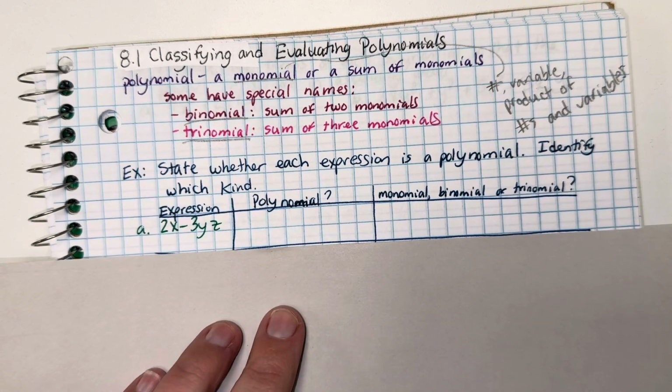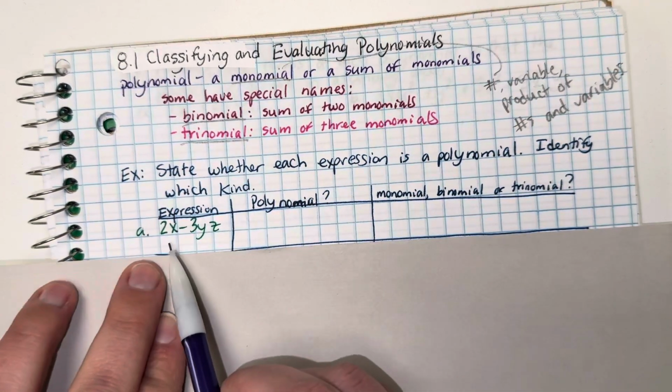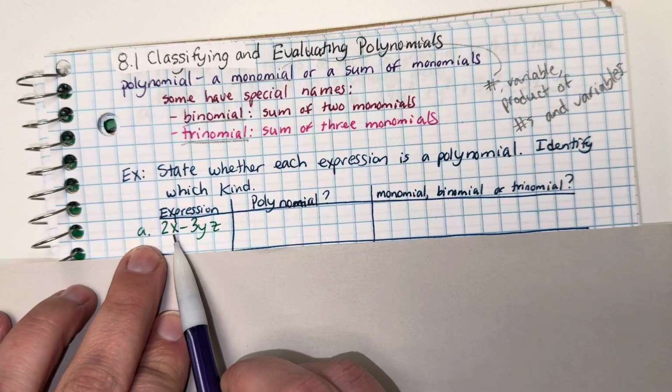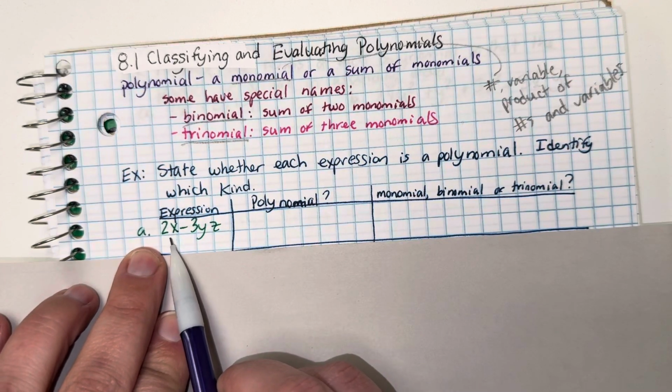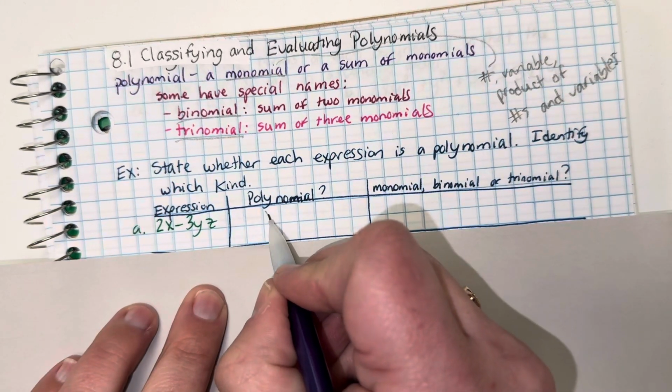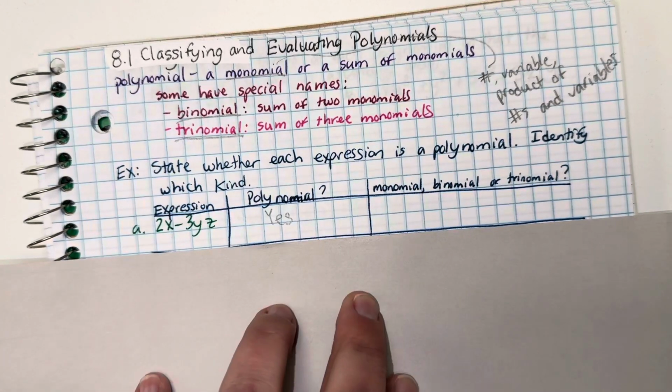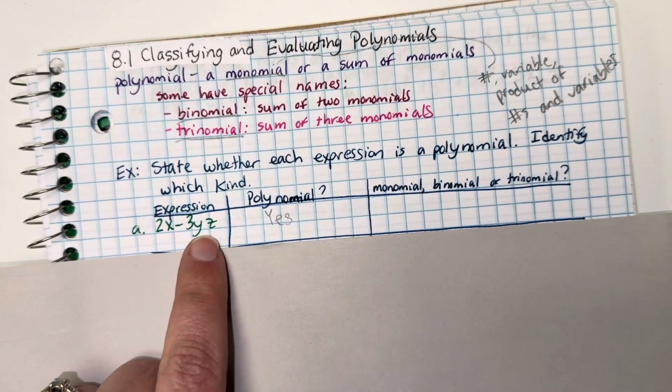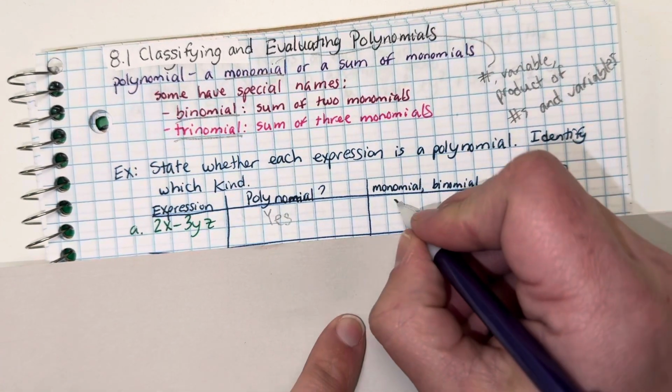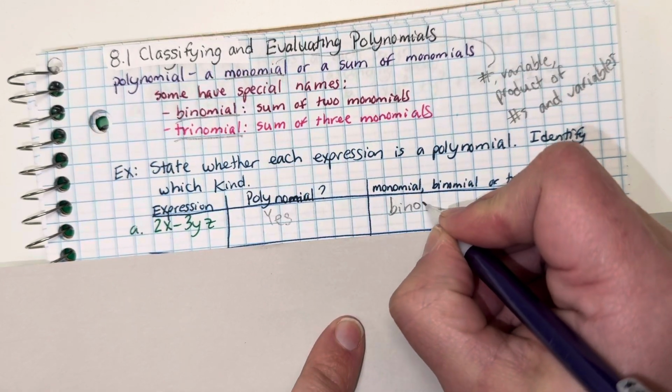Okay. This is a polynomial because each of these are monomials. It's a number, a variable, or product, multiplication of them. So yes, this is a polynomial. It has 1, 2 pieces, so that would be called a binomial.